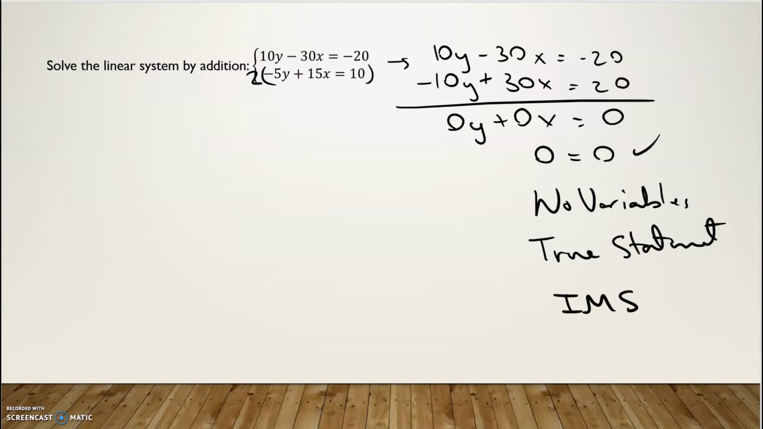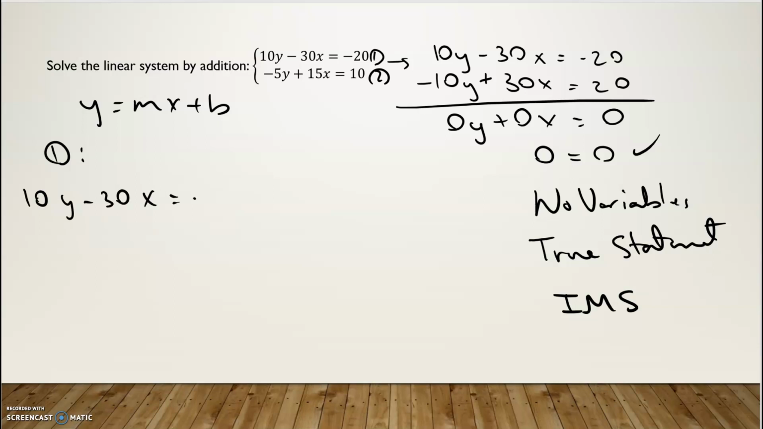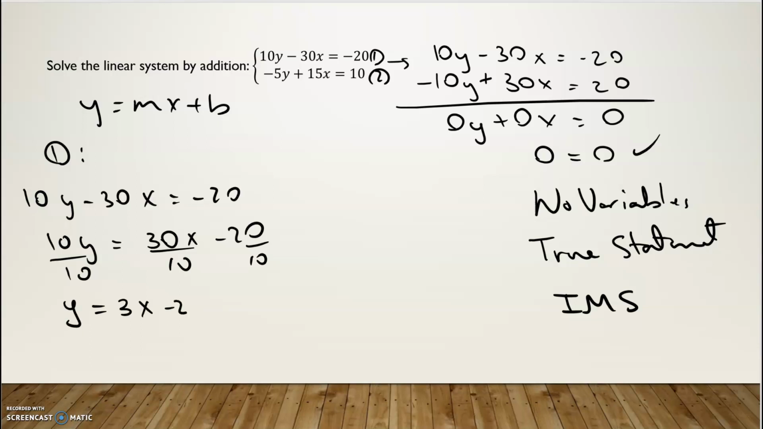Now let's look at each one of these, and we're going to put them into y equals mx plus b format. We'll say this is 1, we'll say this is 2. So 10y minus 30x is equal to negative 20. I'm going to move that negative 30x over, and then divide everything by 10. So y is equal to 3x minus 2.